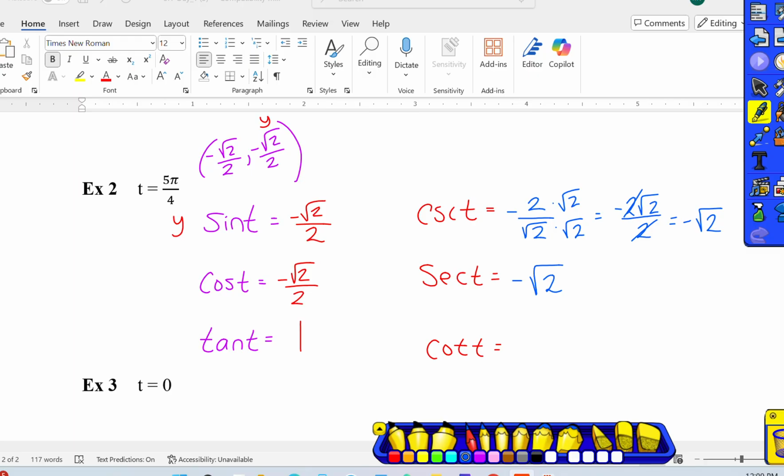And for cotangent, if I flip 1, if I write it as a fraction, it is 1 over 1. If I flip it, it's still 1 over 1.